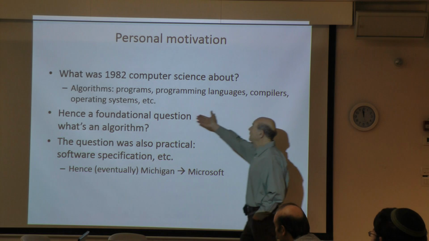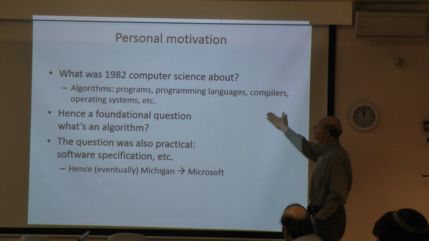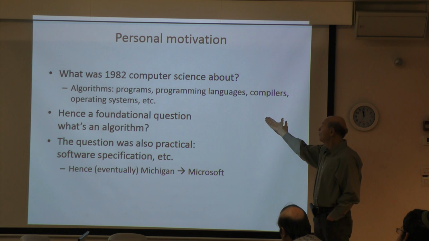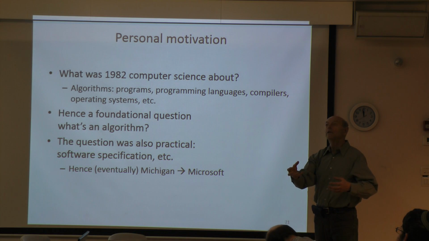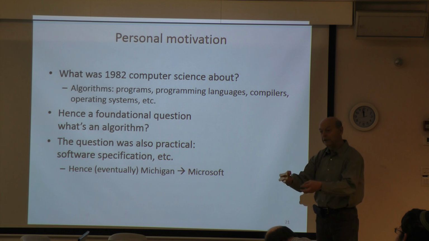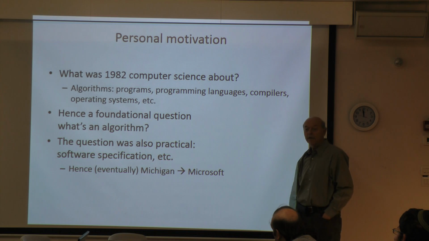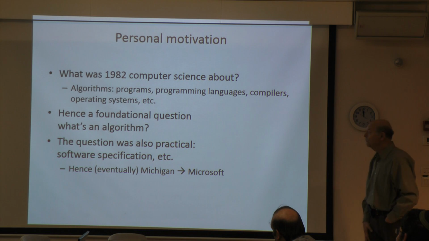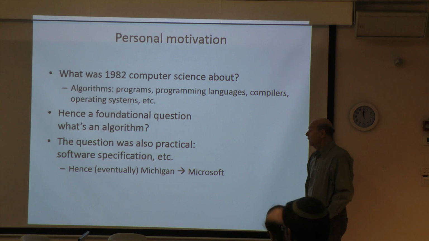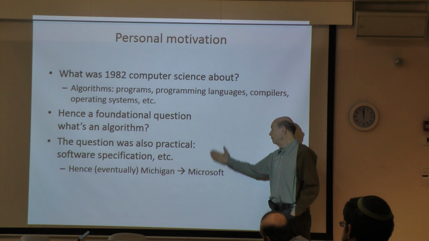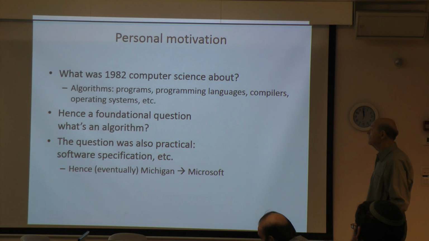Anyway, I came to the conclusion that it's really all about algorithms. Because, look, programs are algorithms. Programming languages themselves are algorithms. It's a kind of universal algorithm: you give it two inputs, a program and an input, and it runs. Compilers, algorithms; operating systems, algorithms; everything is an algorithm. And so the foundational question which naturally arises: what is an algorithm? And I was happy to learn that it was important for various practical purposes.